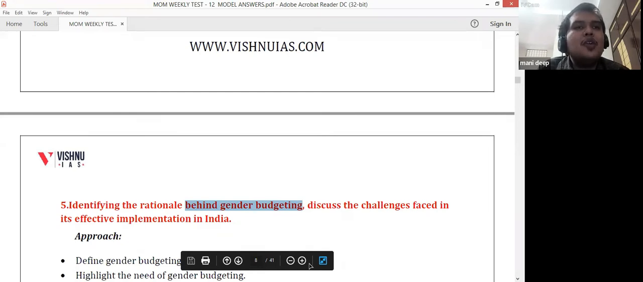In every budget, under every ministry and every department, there will be a gender factor, like how much they will be spending on certain schemes for women. What is the impact that it will have? What are the outcomes that it may provide, and how to improve those outcomes? These are all the things that gender budgeting will focus upon.